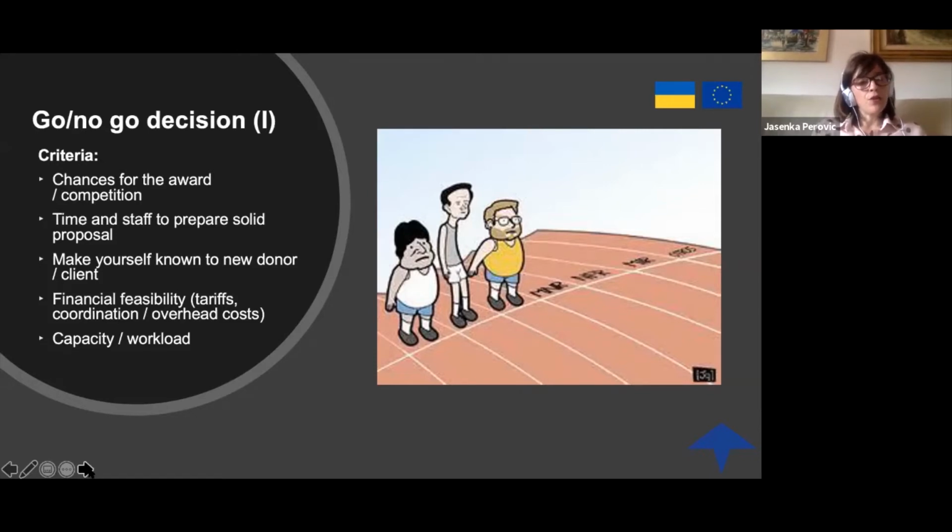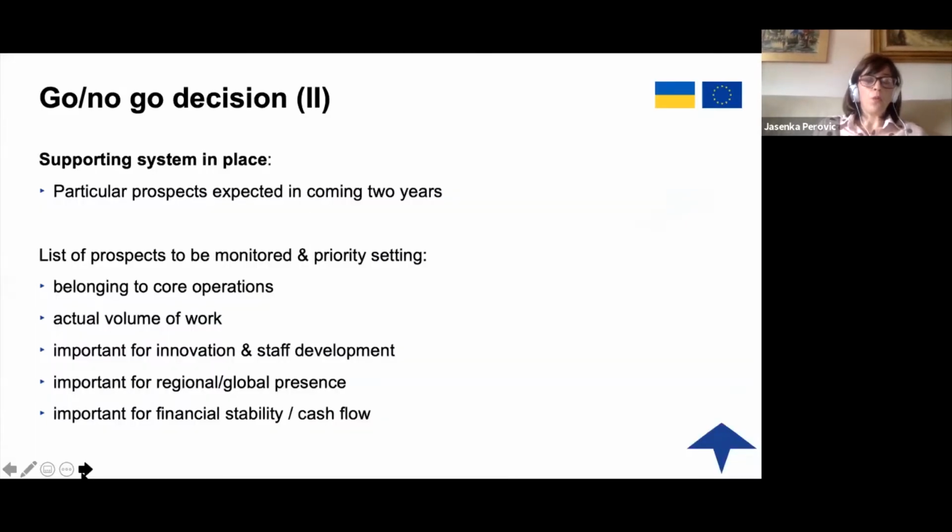Can this project be financially feasible for you? What is your absorption capacity or workload? Do you have any other projects running at the time, and can you deal with this project at the same time? Or you can think of what you have also planned in the next 2 years, in addition to this call for proposal, or in addition to the current projects that you are implementing.